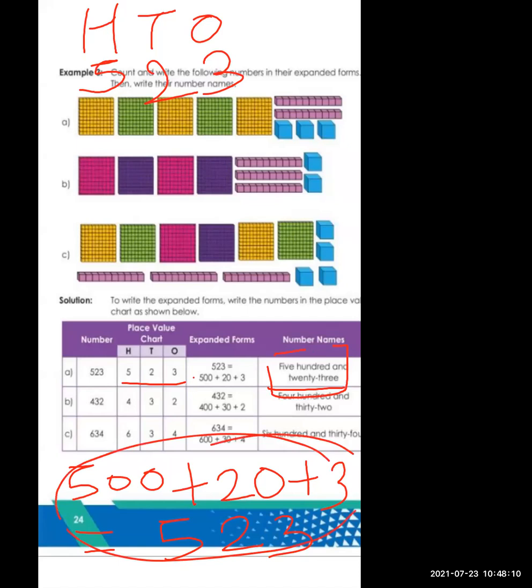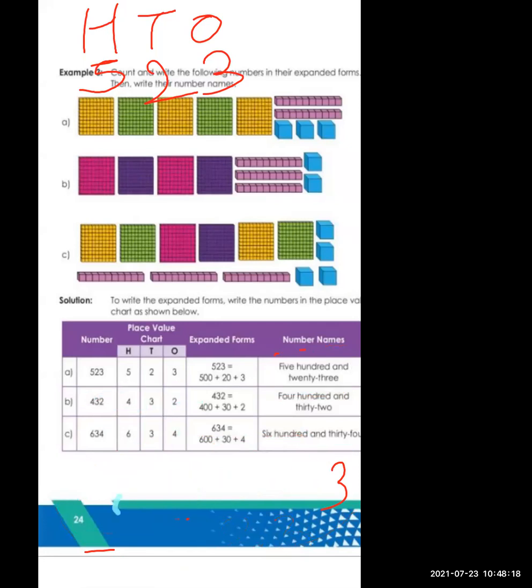Now I have to identify the place value of this number. Okay, so I'll show the place value of this number. You can see on the screen the place value. Okay. So place value क्या है इसका? 500. 5 का place value क्या है? What is the place value of the 5?